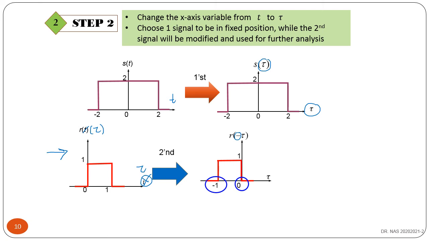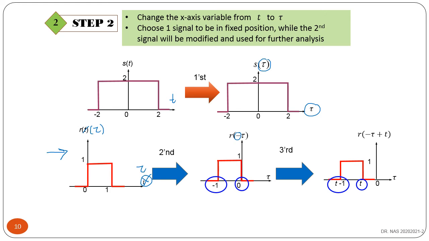Okay, so this is more or less similar to time inversion, so the signal being flipped. Next, the signal will be shifted to the left by t. This signal r(minus tau) is being shifted to the left by t. Originally it is 0, so now it is being shifted to the left by t. Minus 1 being shifted to the left by t, so it becomes the range of t to t minus 1. So this is what you need to do to the second signal that you have decided to be used for further analysis.